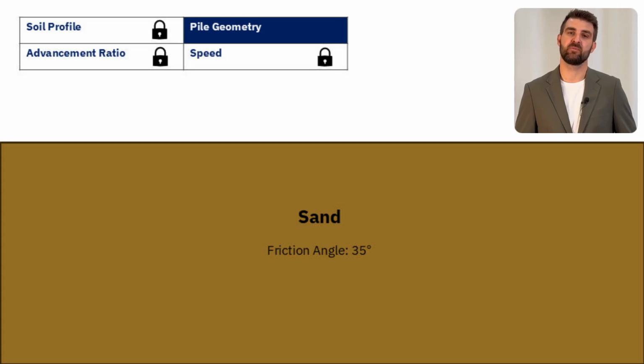In this example we set the soil profile, advancement ratio and speed to the same values for all 4 piles. So we make those constants, and the only thing that's variable now is the pile geometry. In some literature, piles 1 and 2, which we call screw piles, are also referred to as continuous helix piles, where piles 3 and 4 are called single helical piles.